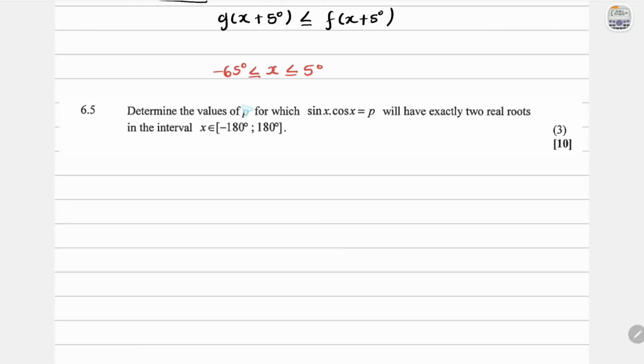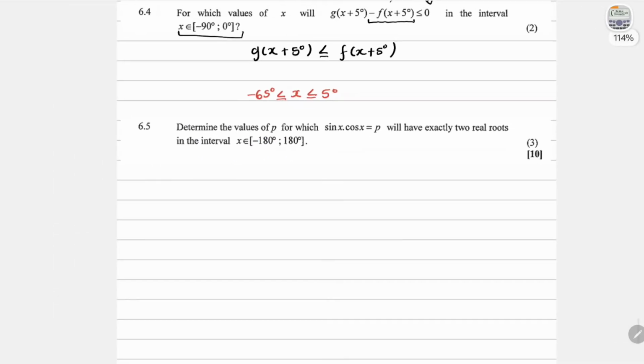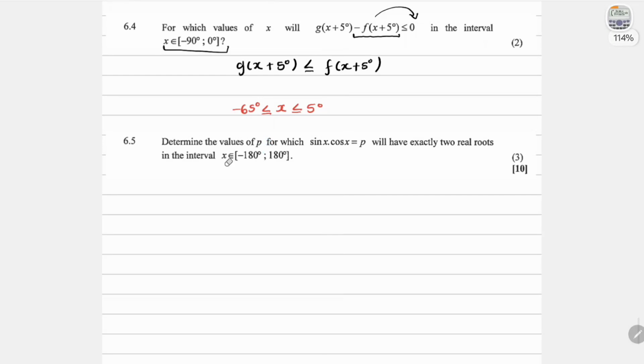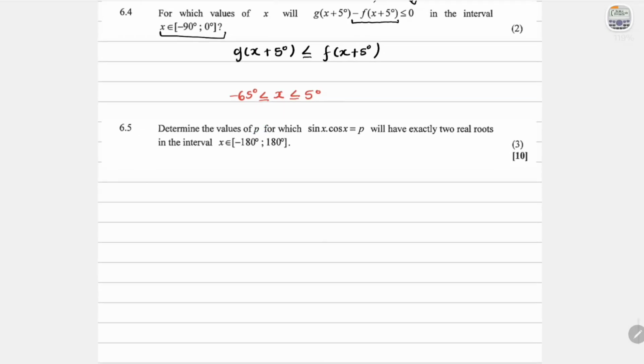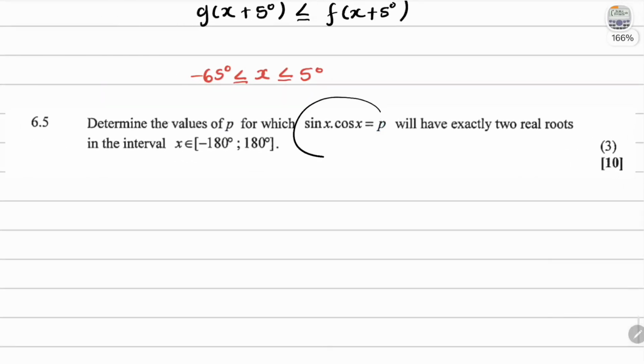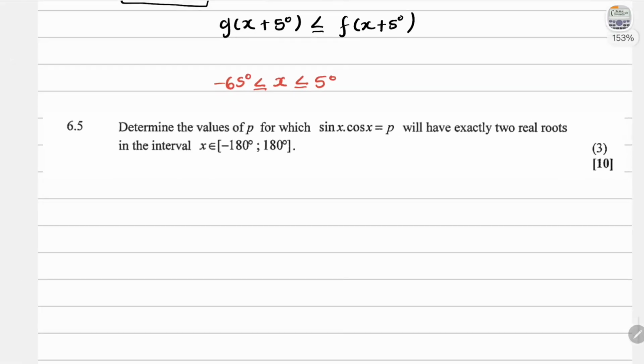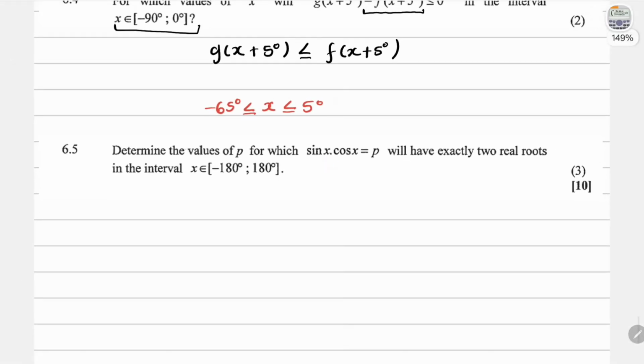Okay, 6.5 says, determine the values of p for which sine x times cos x is equal to p will have exactly 2 real roots in the interval negative 180 degrees to positive 180 degrees. Okay, since we know which interval it's from, you just know that they're not going to give you a brand new graph. So this graph definitely relates to something that you already had.